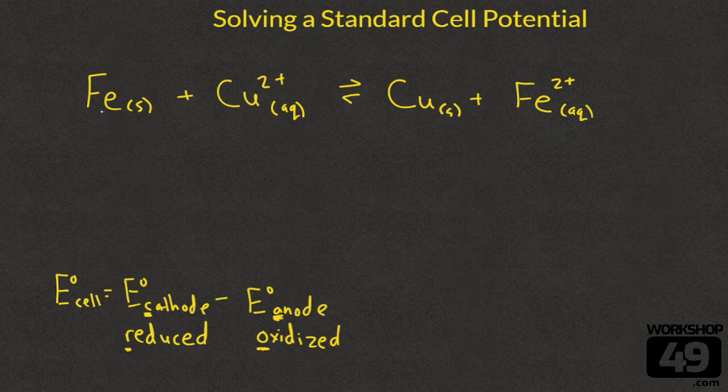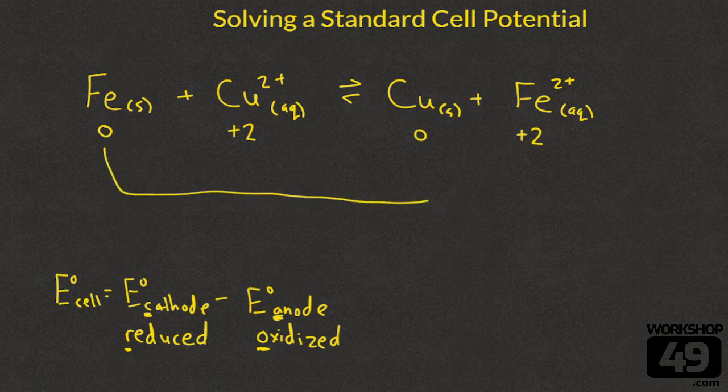Any pure substance without a charge has an oxidation number of 0. An ion has an oxidation number of that charge, so the copper 2+ is +2. This is a pure substance without a charge, 0, and our iron 2+ is +2. So if we look at our iron, it goes from 0 to +2. That's an increase in oxidation number, so it is being oxidized. That number went up. It lost electrons, which means if it's oxidized, that's our anode.